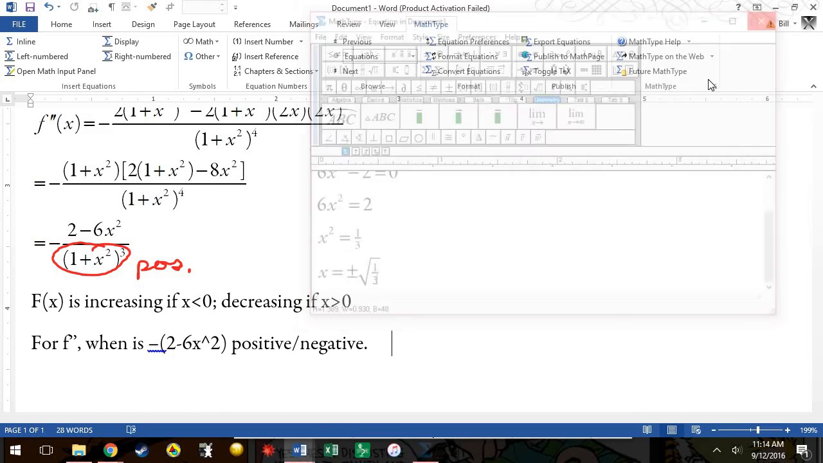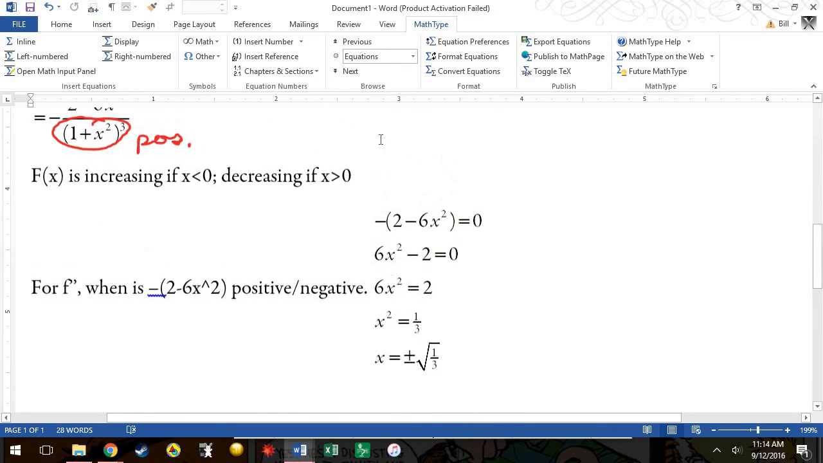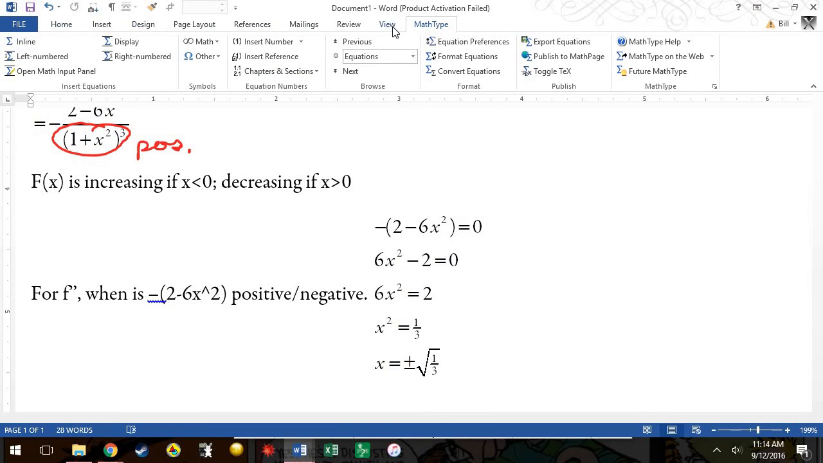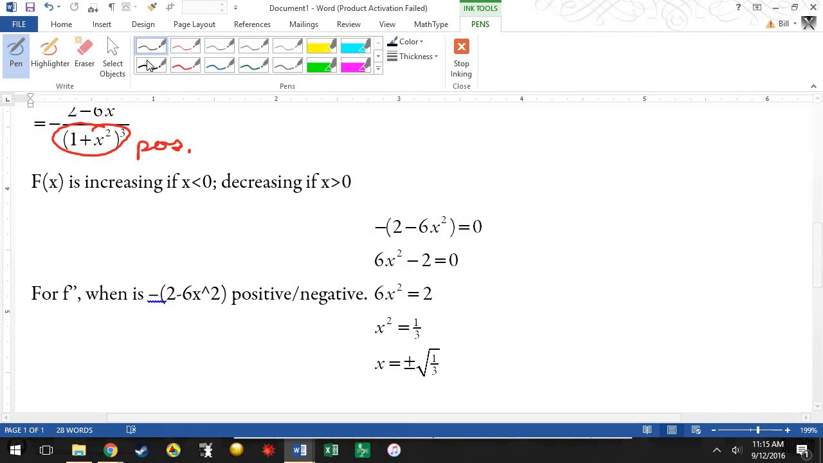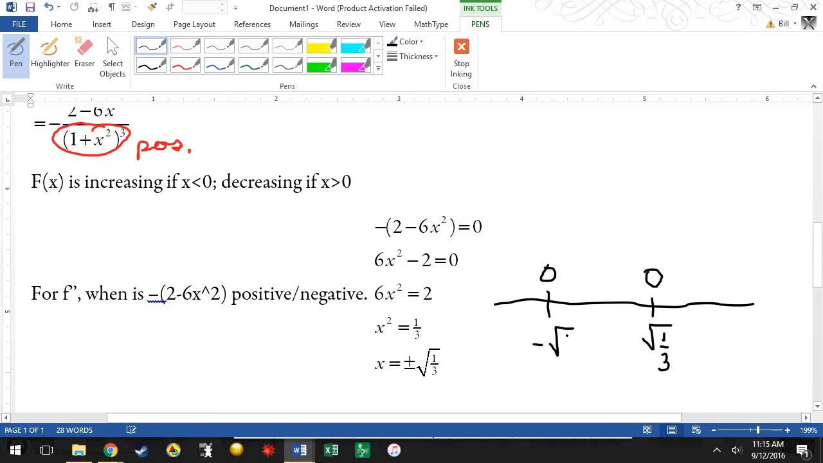So that enables me to make my sign diagram. I'll do the inking again. I make my sign diagram. There's my pretty poor number line. I know it equals 0 at the square root of 1/3. I don't need to know exactly where that is on the number line. I also know it equals 0 again at minus the square root of 1/3.